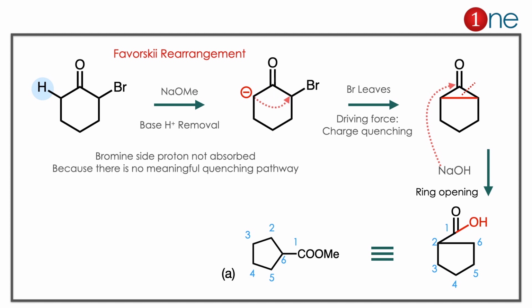In the starting material, you have active hydrogen on either side, but we remove the hydrogen from the opposite side of bromine because it has a meaningful quenching pathway. So the proton is removed, and you have anion formation. The anion has to be quenched. How will the anion be quenched? The anion attacks the bromine and forms a 3-member intermediate. It's a cyclic product, so the driving force for the entire reaction is charge quenching. This is a strained system. In the next step, you are in the base. The base attacks the carbonyl, and the ring is opened. So you have the acid formation there. If you read carefully, you have the answer A, which is the ring contracted ester.